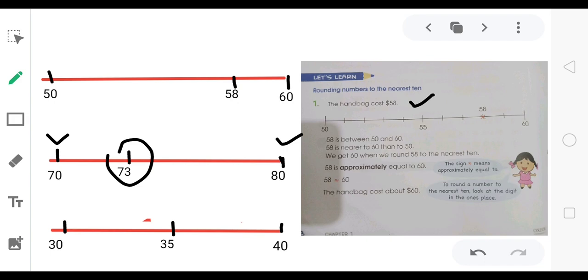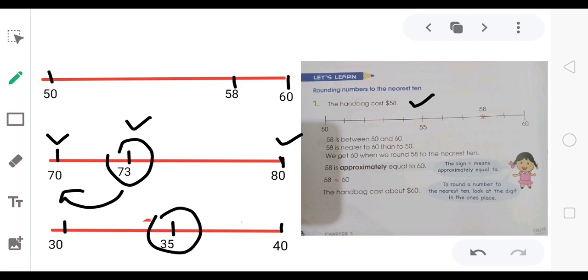Again, look over here, 73. 3 is here, the value of ones is less than 5. So where does it go? It will definitely come over here. And another thing, 3 is a weak number. So it will not push 7 tens to the other tens. It will remain the same, that is 70. Is it clear?